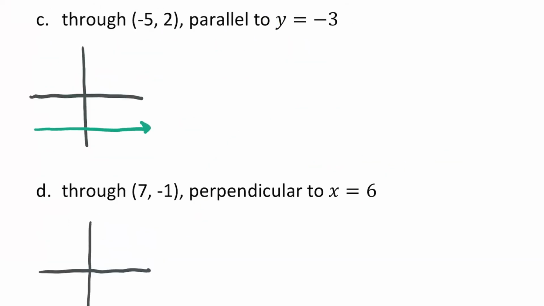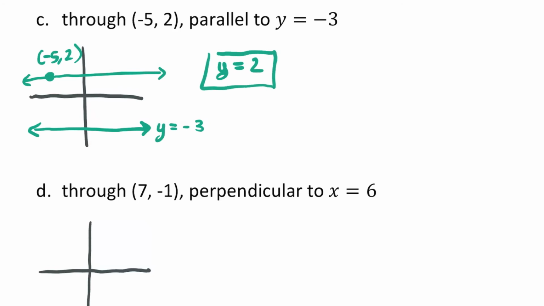Horizontal and vertical lines are a little bit different to think about. I like to sketch them. So if I need a line that's parallel to y = -3, and it's supposed to go through -5/2, well, parallel to that line is another horizontal line. And the line that I've got has to go through -5/2, so it has y values of 2.